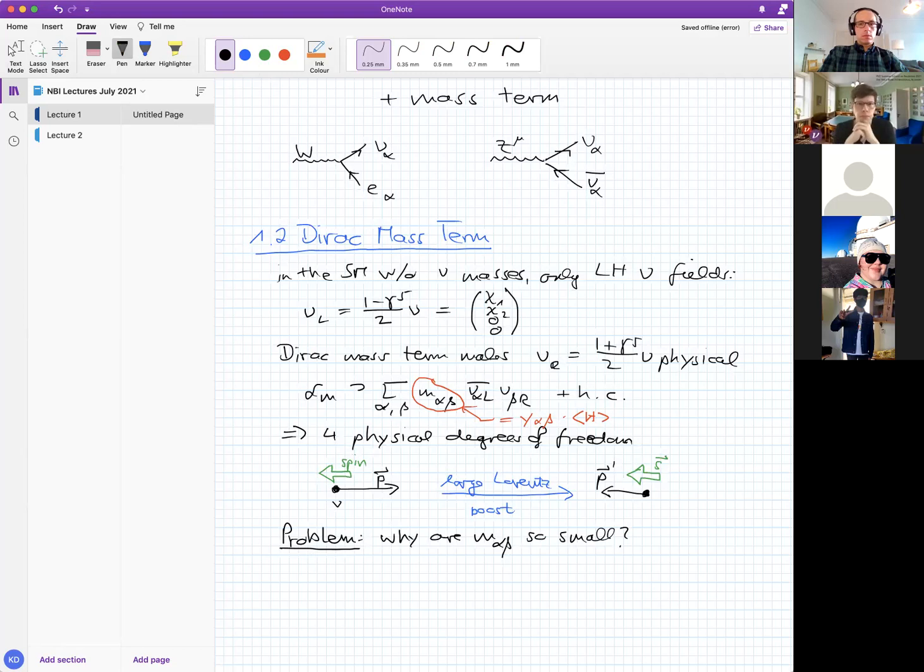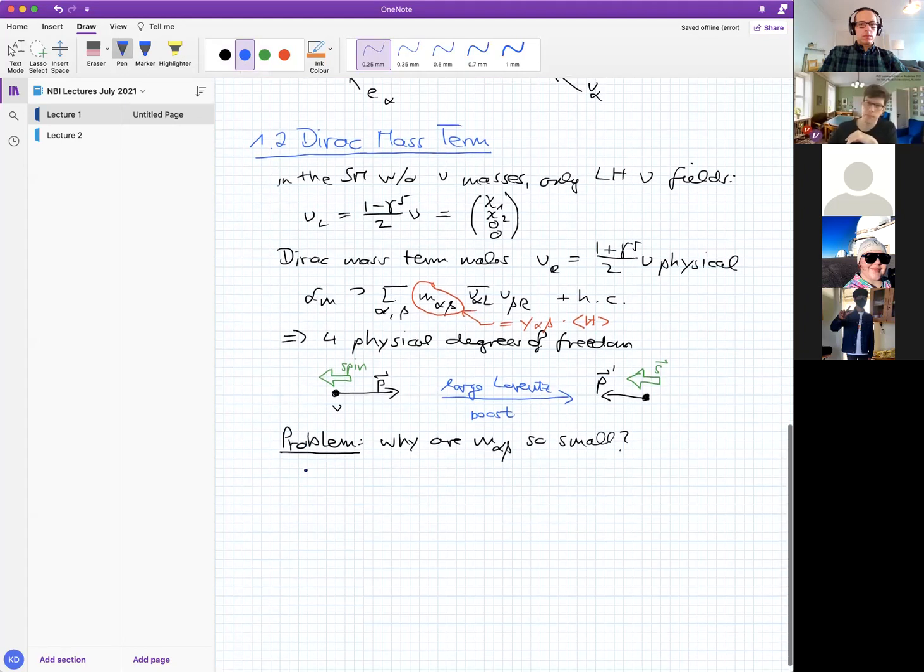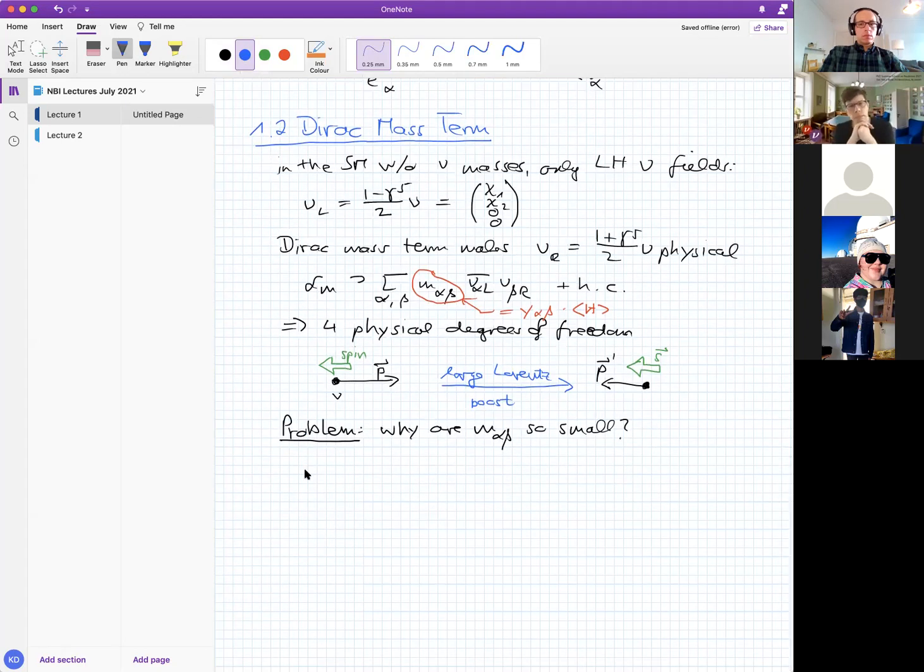Now, one way of explaining why neutrino masses are so small is the so-called Seesaw Mechanism. But in order to understand the Seesaw Mechanism, we need another type of mass term, namely a Majorana mass term. So let's talk about Majorana mass terms, named after Ettore Majorana, who might also have been in the picture we saw earlier, I'm not sure.